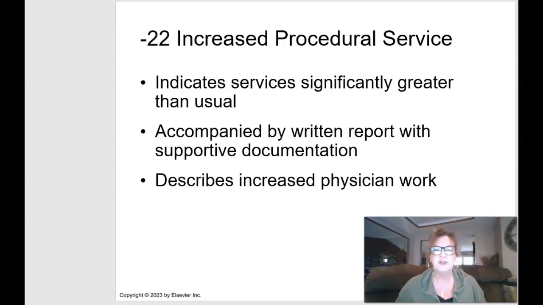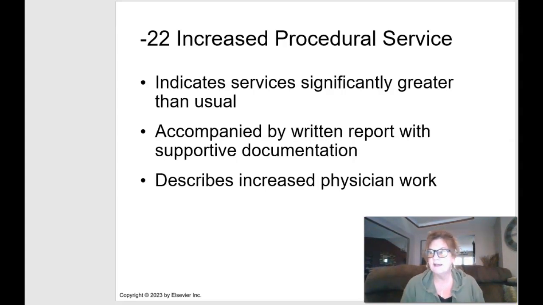Okay, so what is 22? It indicates the service or procedure was significantly greater than usual. When you use a 22, it has to be accompanied by a written report, supportive documentation. It also has to describe increased physician work. So let's talk about 22.